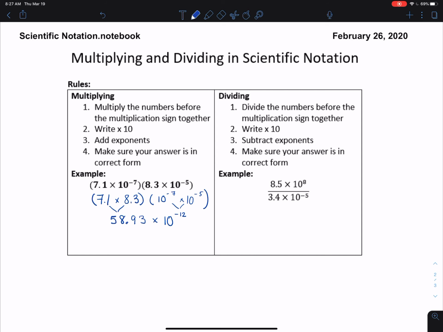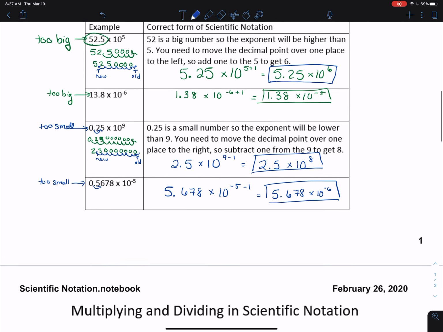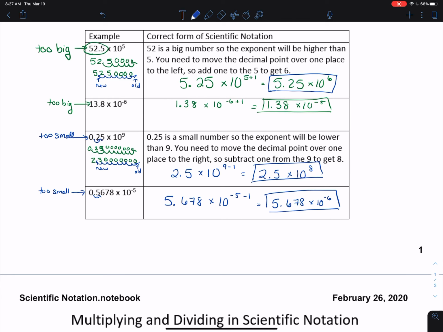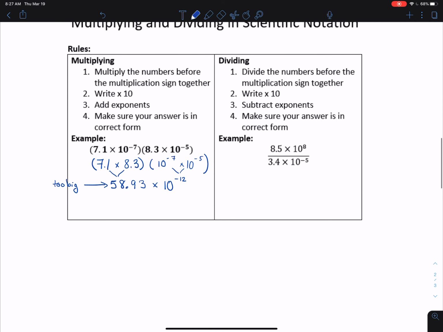Now this is not in the correct form. That 58.93 is too big. So if I look back up, when we had numbers that were too big, we bumped the decimal point over and we added 1 to the exponent. So I'm going to bump that decimal point over and say that it's really 5.893 times 10, and then I need to take that exponent negative 12 and add 1 to it. So I have 5.893 times 10 to the negative 11th power for my final answer.